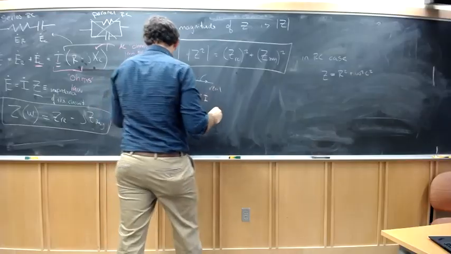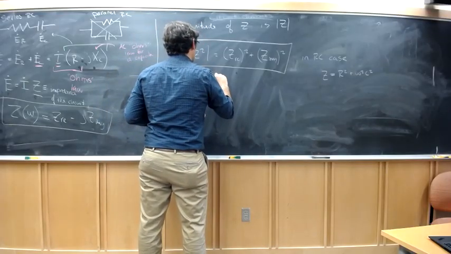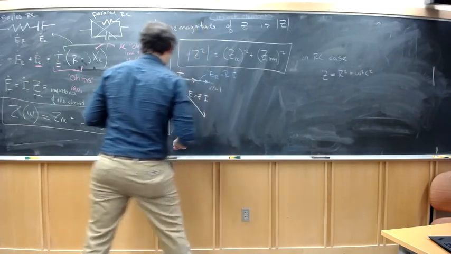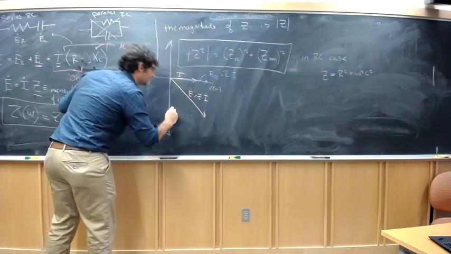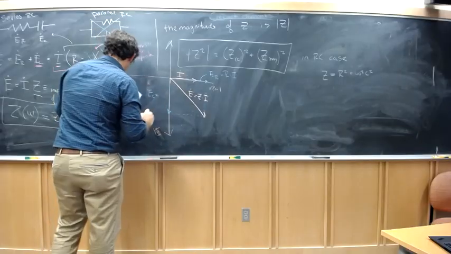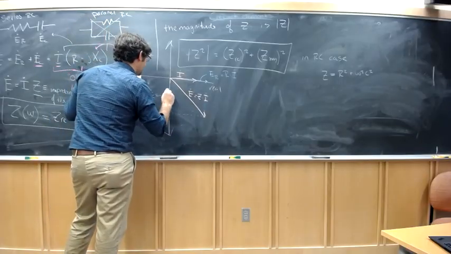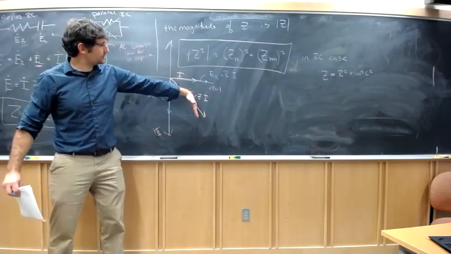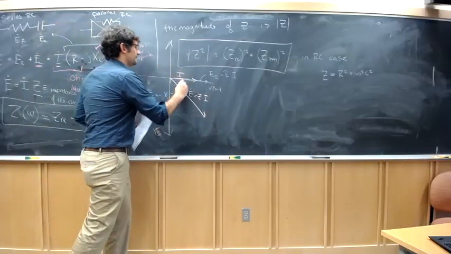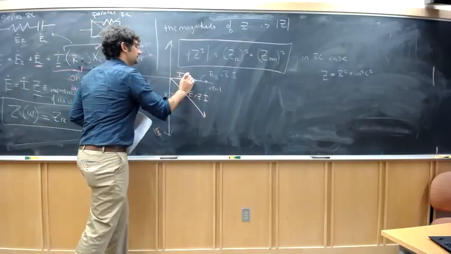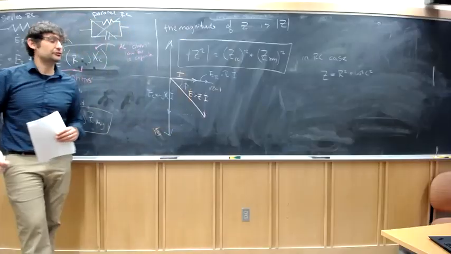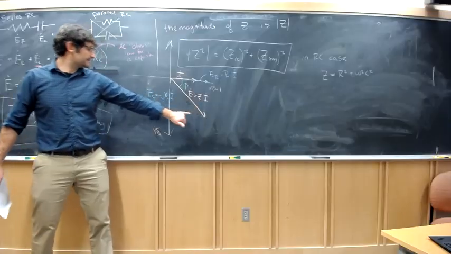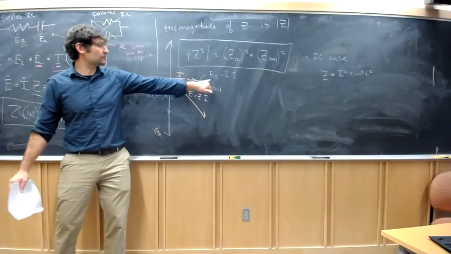And this component is going to be ER equals R times I dot in this case. And this component on the imaginary plane is going to be EC, and that's just equal to negative JXC I dot in this case. So again, we have our excitation, our current response, some phase between the two, and we can decompose that response into an imaginary component and a real component.